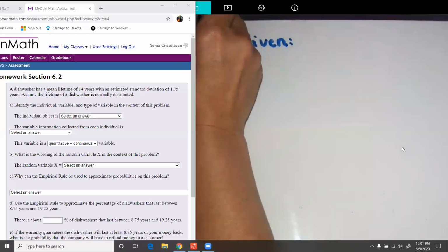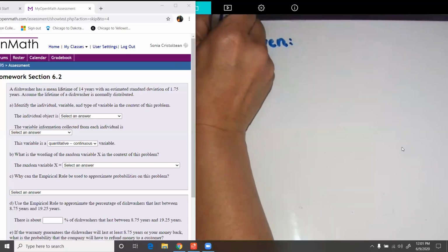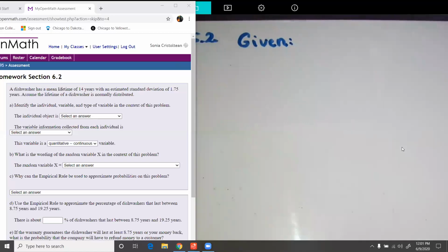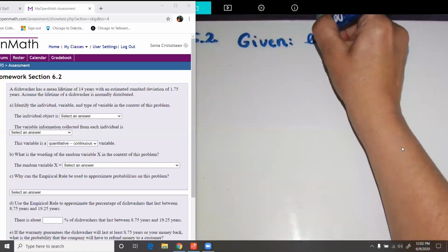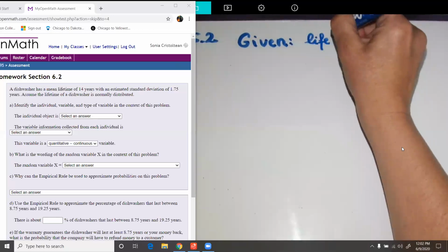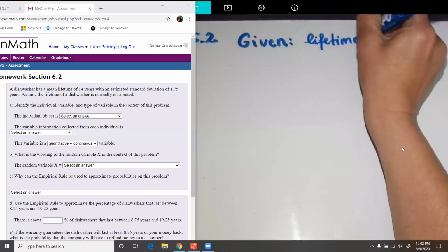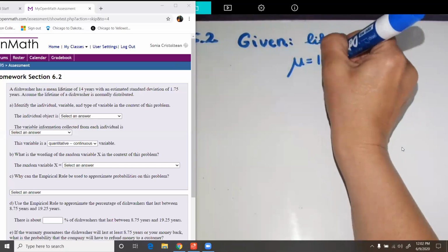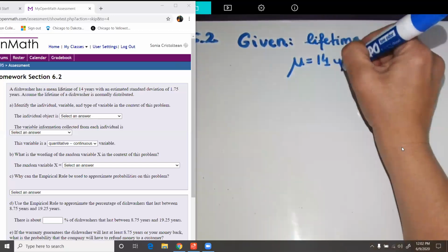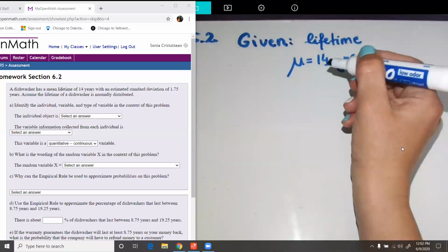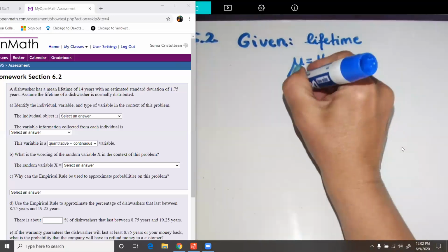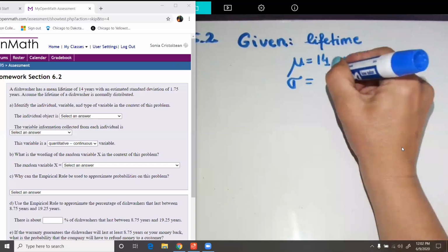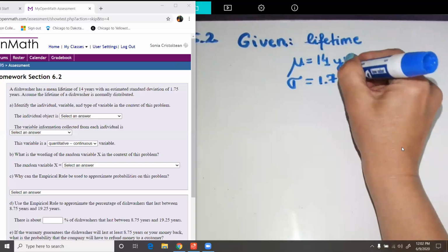This is from section 6.2. So this is the normal distribution applications. What is given is the mean lifetime. I'll write down the variable is lifetime, right? The mean lifetime is 14 years. I'll be using the parameter notation. And the standard deviation, I'll be using the corresponding notation, 1.75 years.